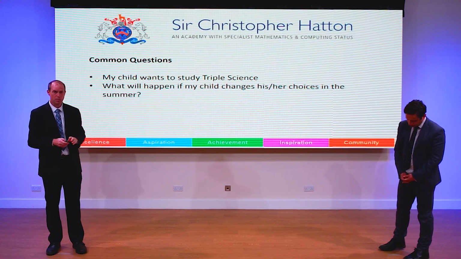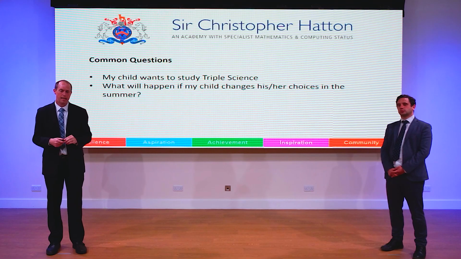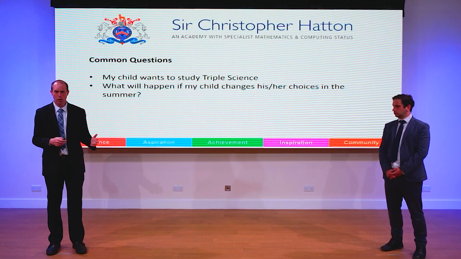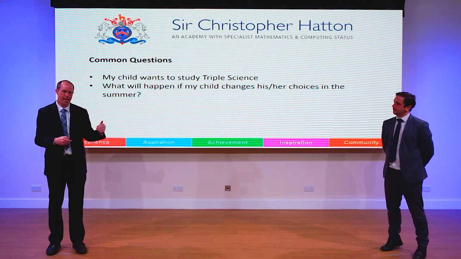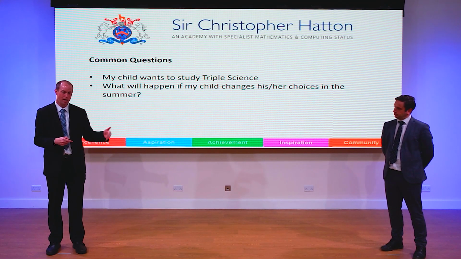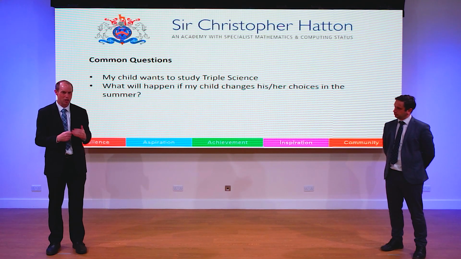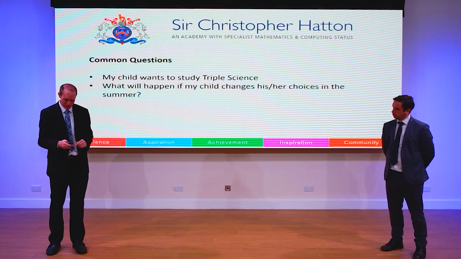So a couple of questions. The first question is, my child wants to study triple science. Now, a number of schools put triple science into one of the options. We don't at Hatton. The triple science is about which group you're in when you get into year 11. It depends on the set you're in for science in year 11. And so at that point, that's when we worry, and you need to worry about if you're doing triple science or not. At the moment, it doesn't come into your option process at all. So don't worry about triple science just now. Like I say, it's a conversation for the end of year 10.